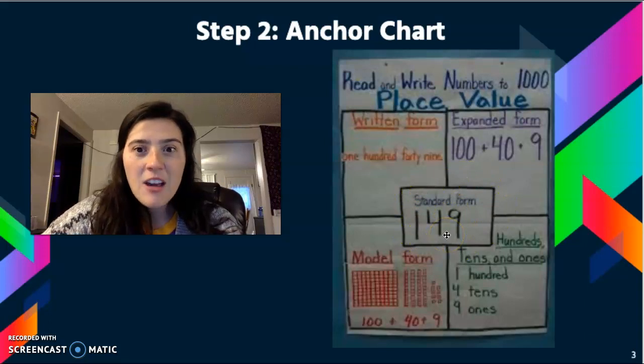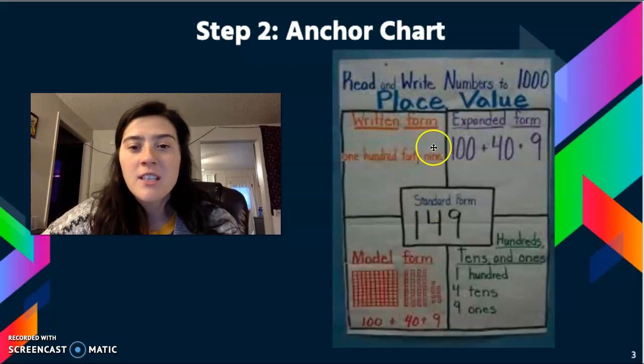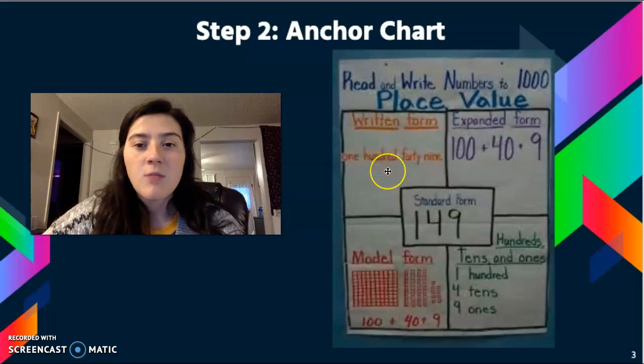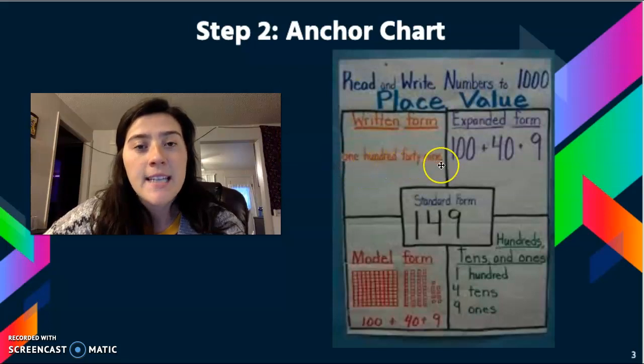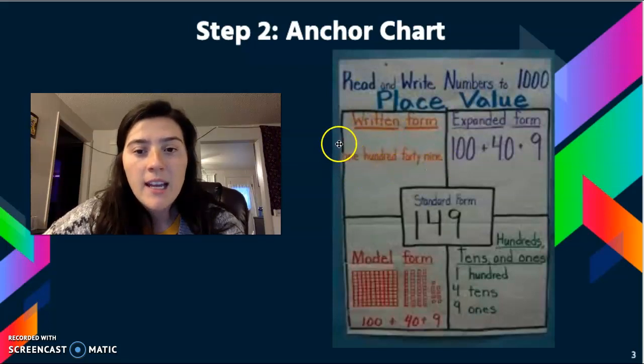So now if we go to the next form, which is the written form. So this is writing out the number in words. So 149, writing it out is the written form.